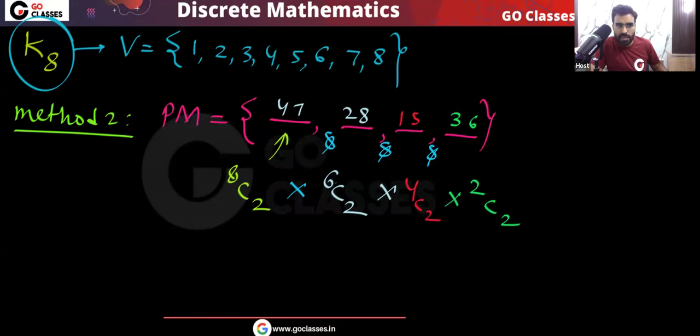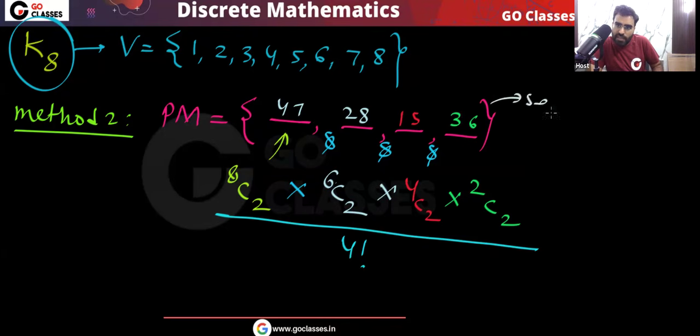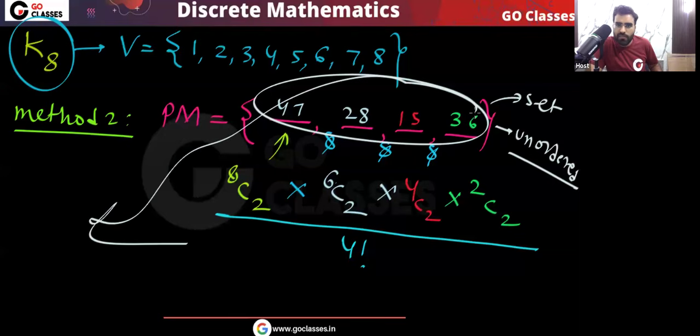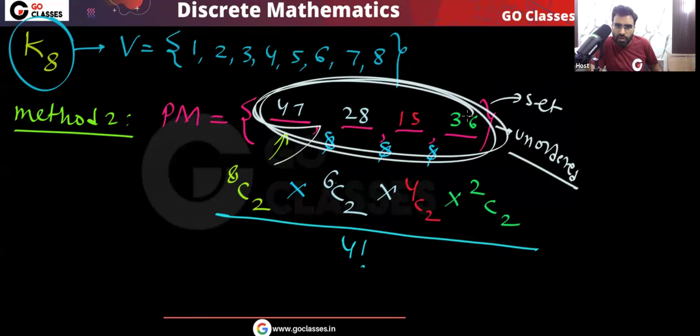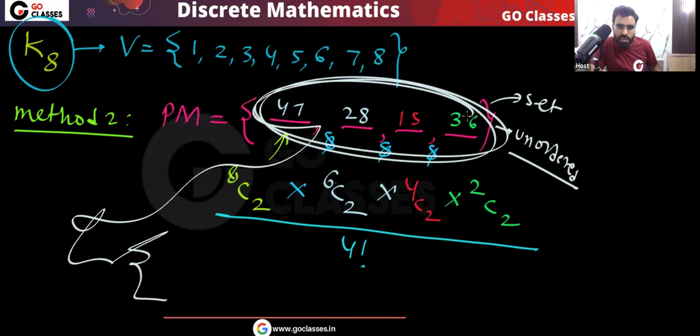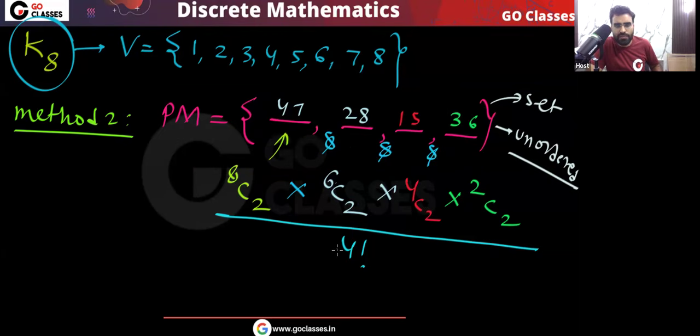That's it. But remember, there is a catch here. What is that? The point is I have to divide by 4 factorial. What is the reason I am dividing by 4 factorial? Because this is a set and it is unordered. So these 4, they can arrange in 4 factorial ways, but all those ways will be same because it is a set. If I arrange these 4 in 4 factorial ways, then all the sets that I will get will be the same set. A set is an unordered collection of items. So that is the reason I am dividing by 4 factorial. I hope you understood.